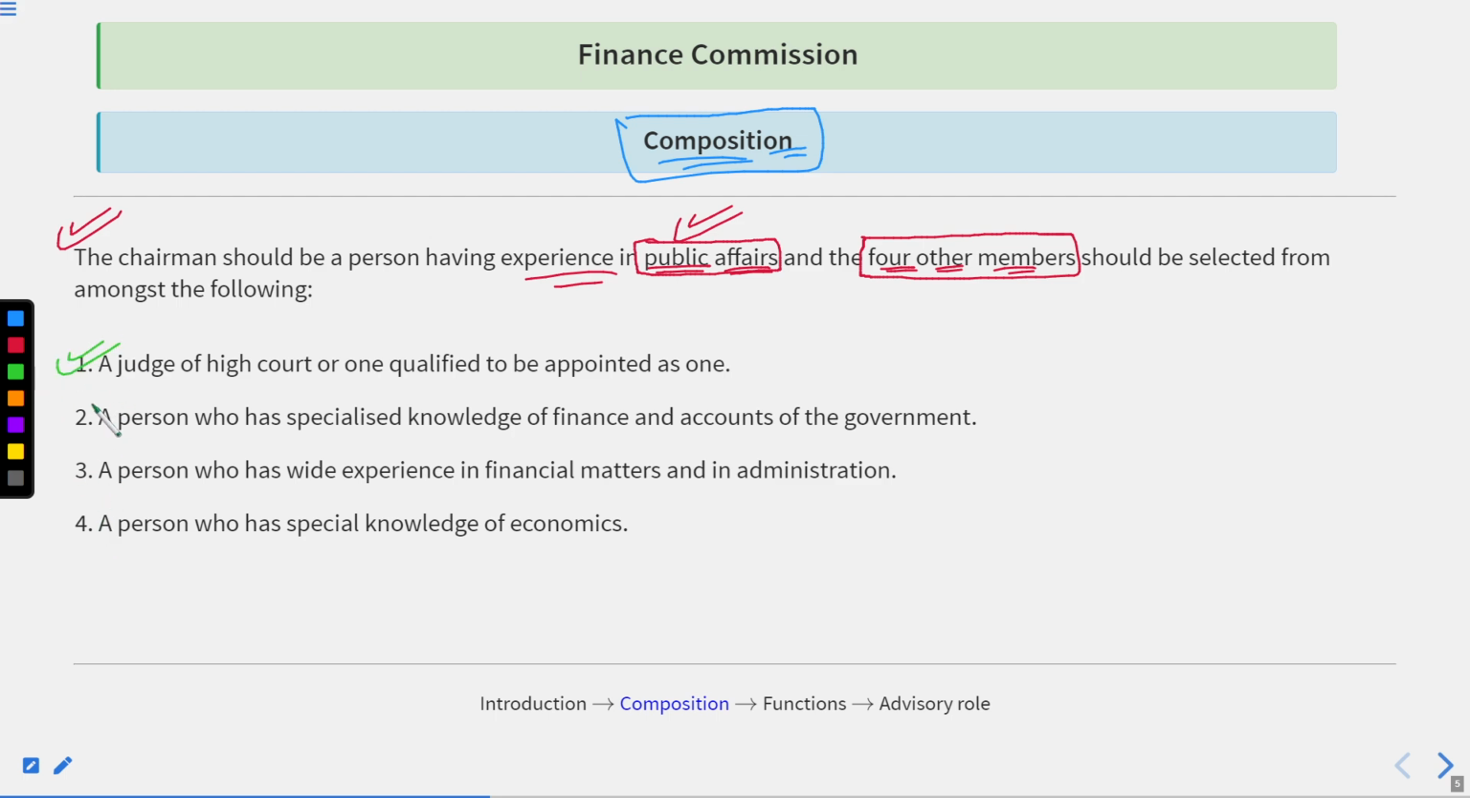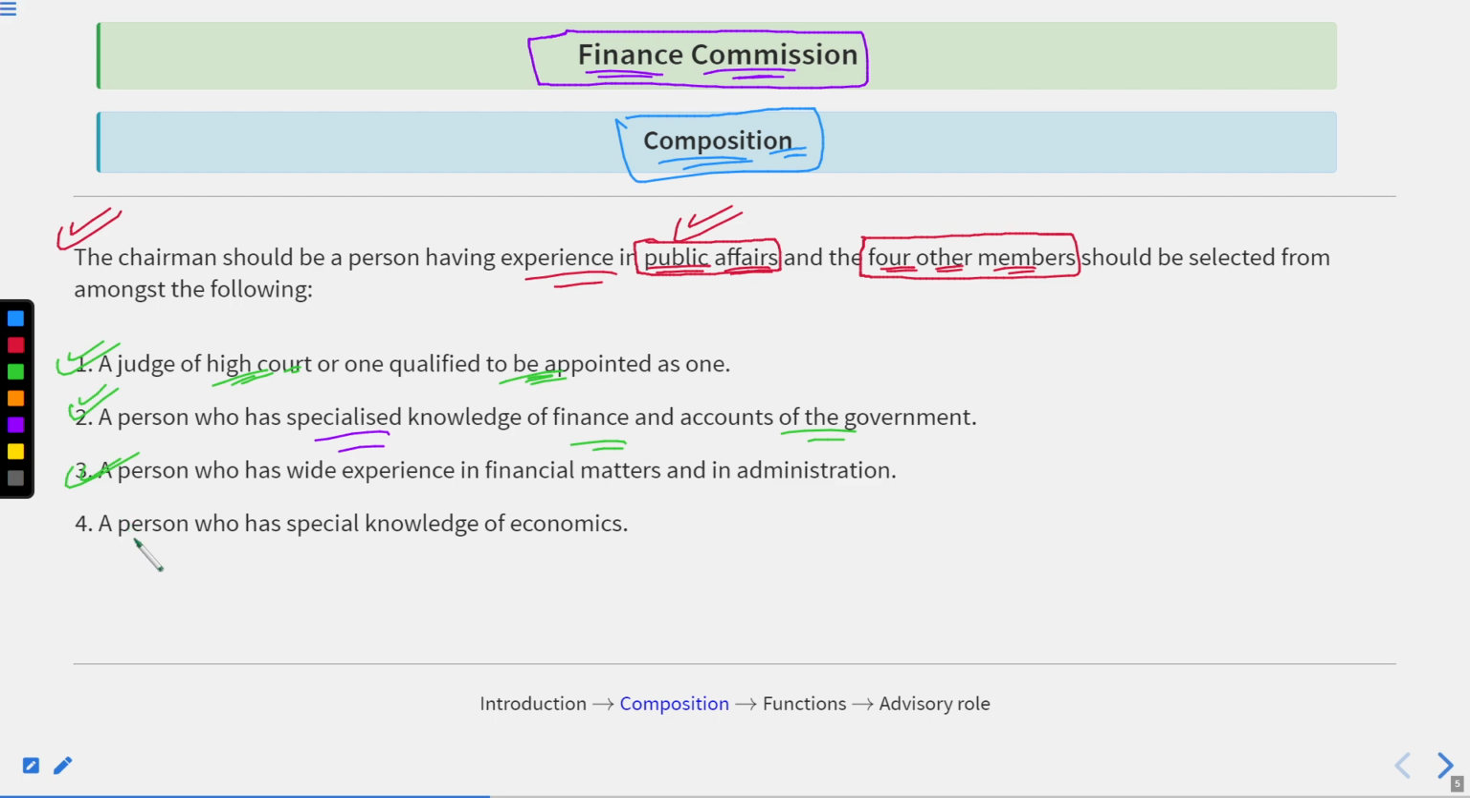The first category is a judge of High Court or one qualified to be appointed as one. It means that whether the person is a judge of High Court, or has the qualification so that he could be appointed as a judge of High Court, then he or she will be appointed in the commission. Thereafter, a person who has specialized knowledge of finance and accounts of the government could be appointed, because here we are talking about the finance commission, right? So it is necessary that the member has specialized knowledge of the finance and the accounts of the government. If the member does not have these qualities, then there is no point to appoint the person into the commission.